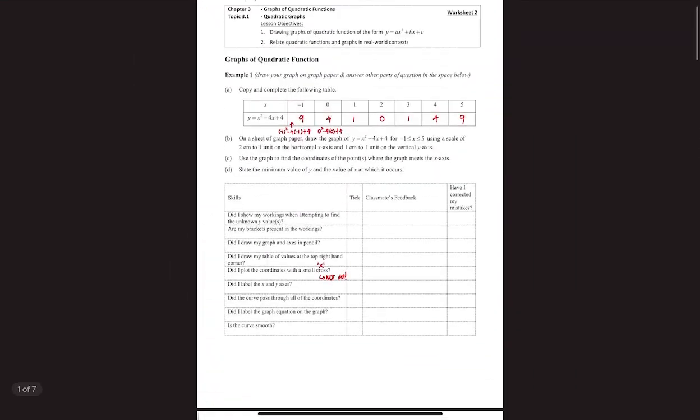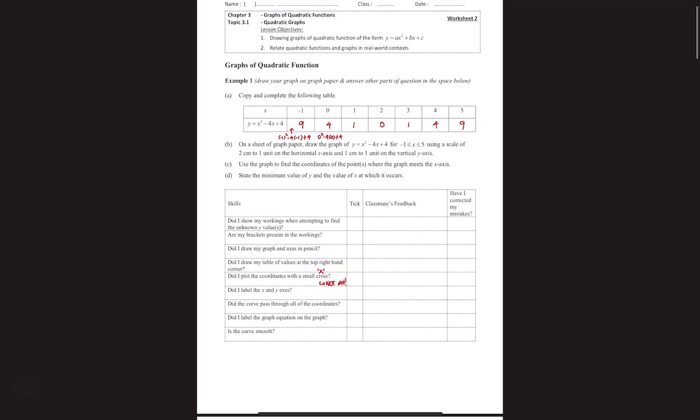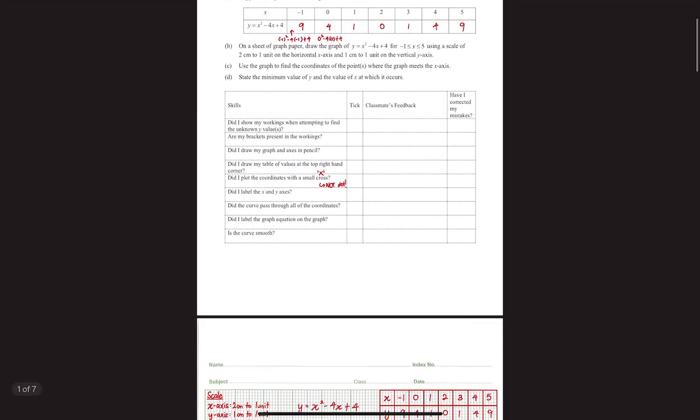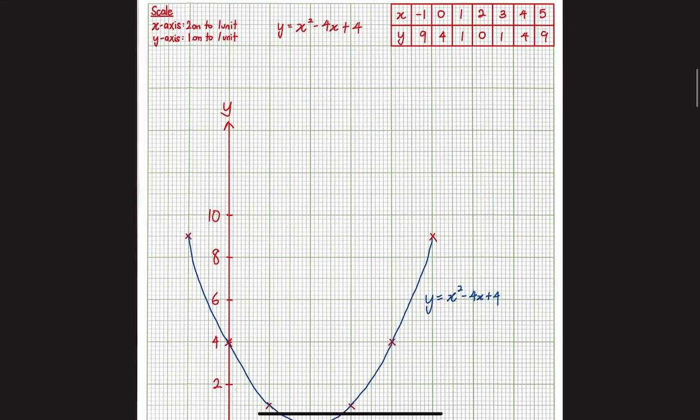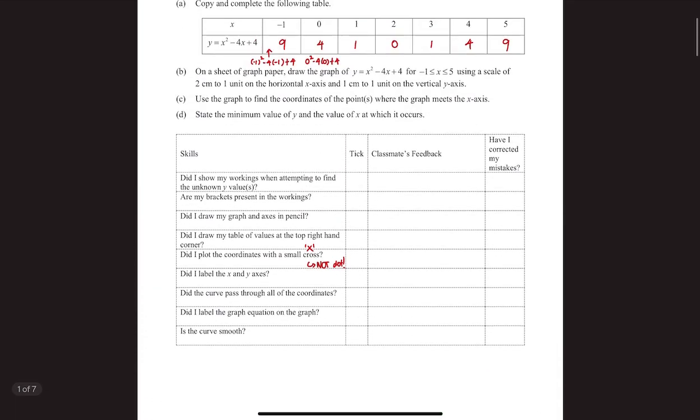You can answer your question in the space below. If there's no space, you can also write on your graph paper over here. Okay, this is for part C. Part C, okay?